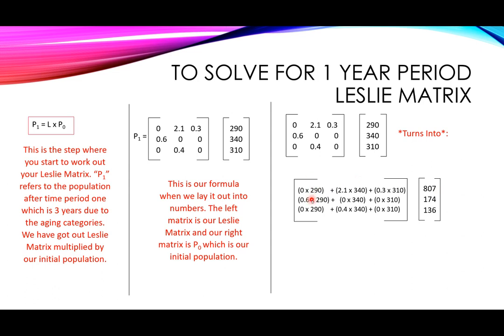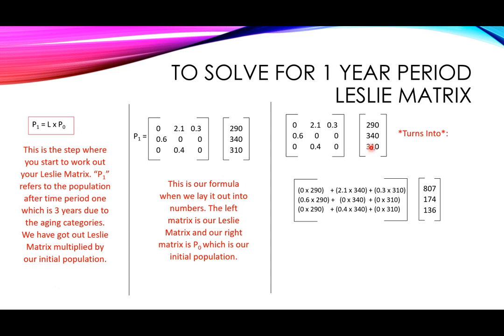And then we can work out how many of our 0 to less than 3-year-olds from the initial population make it to the next age group by our survival rate. So we go 0.6 times 290, and that gets us 174. So we now know that 174 is going to be our new population for kangaroos in the 3 to less than 6-year-old category. Now onto our last category to find out how our oldest category becomes.